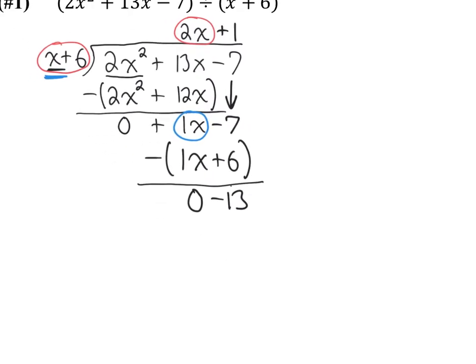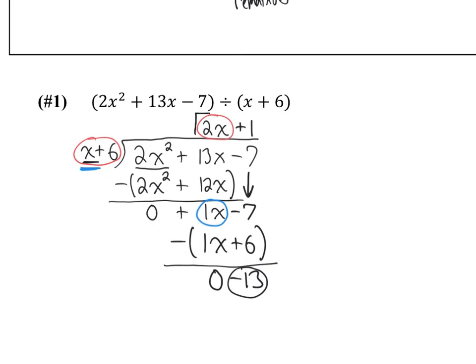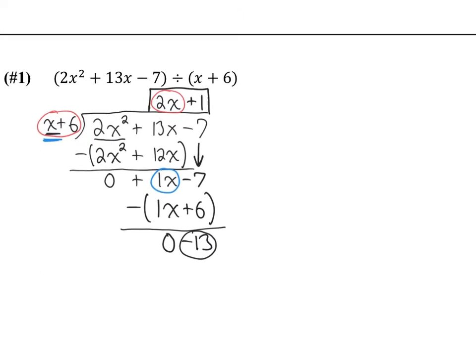So this is our remainder. I'm going to circle our remainder. But our answer is up here. This is our answer, what it divides into evenly. It divides into that evenly, but negative 13 is our remainder.